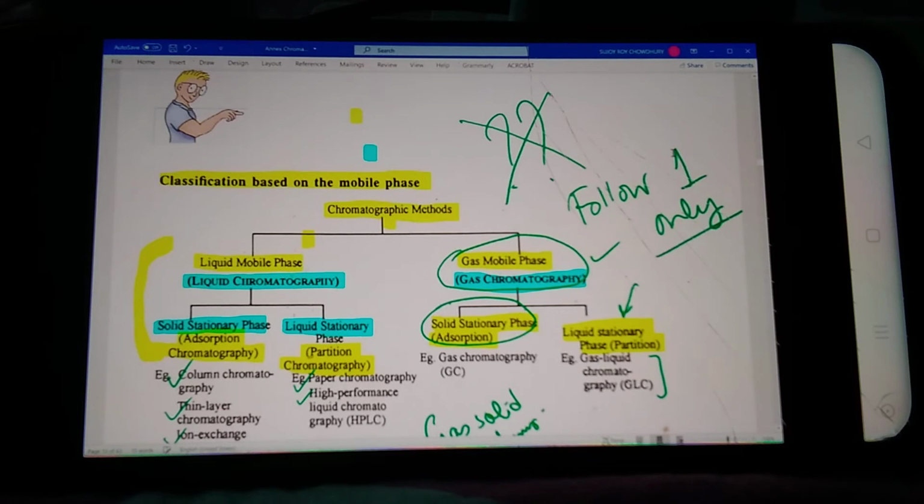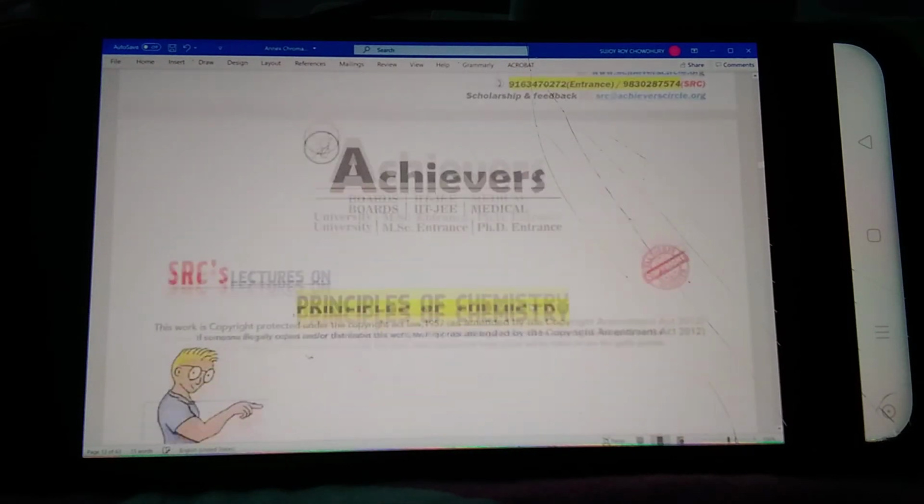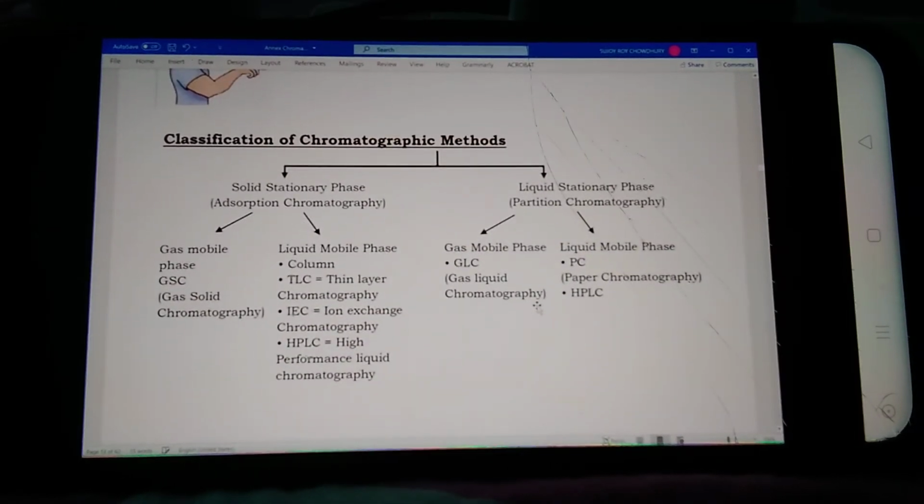Just get the terms clear: liquid mobile phase, liquid chromatography, and gas mobile phase, in general, gas chromatography. But we follow the first one, that is based on the stationary phase, and that is what we are going to follow. So for clarification, I am putting here again the classification of the chromatographic methods.